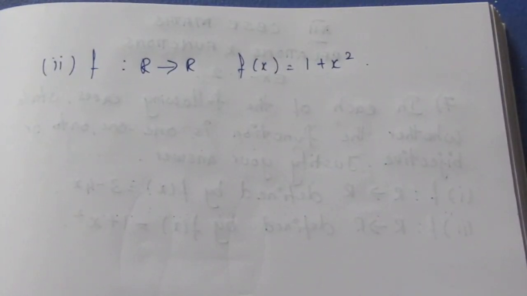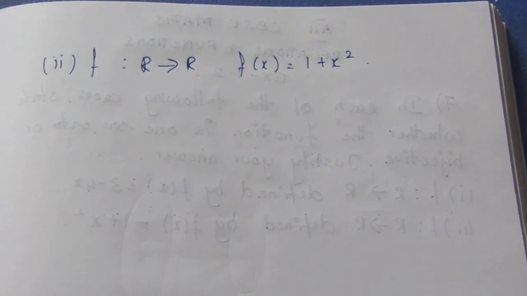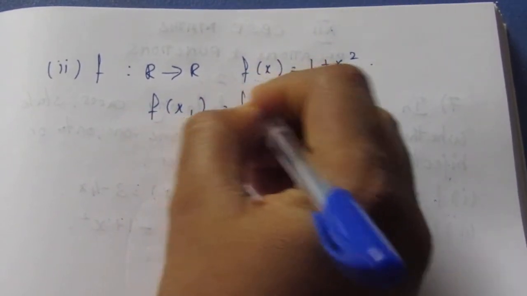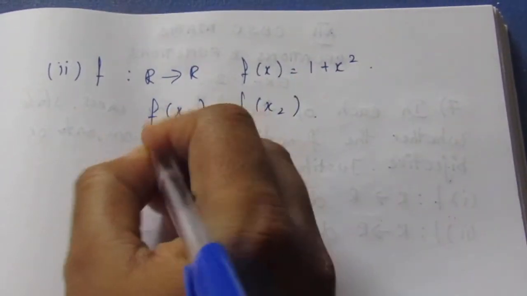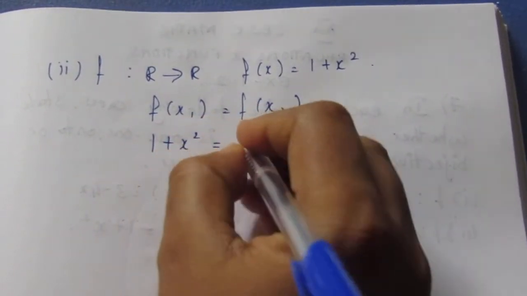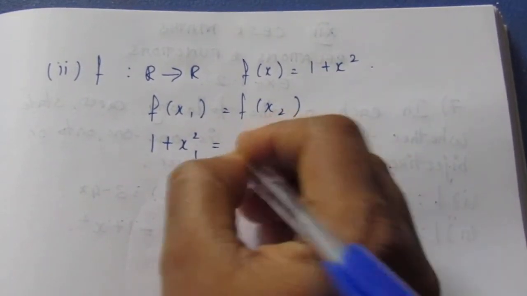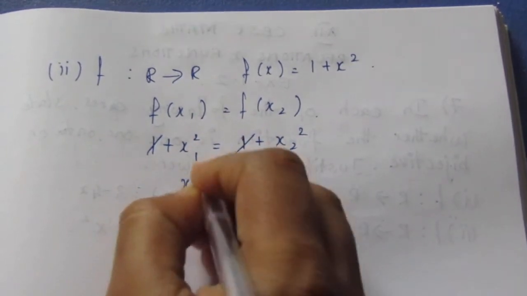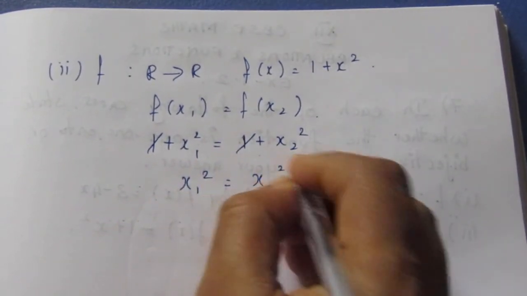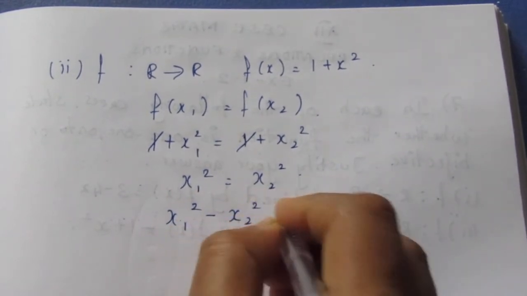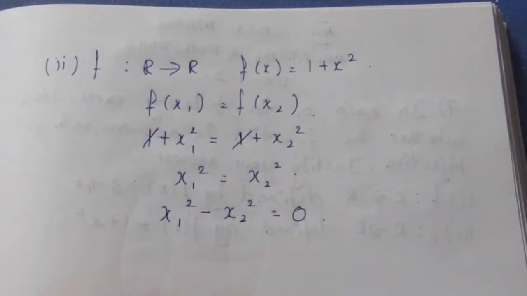Now let me take f of x1 is equal to f of x2. 1 plus x1 square equal to 1 plus x2 square. Now this 1 gets cancelled. x1 square equal to x2 square. Bring everything to one side. x1 square minus x2 square equal to 0.